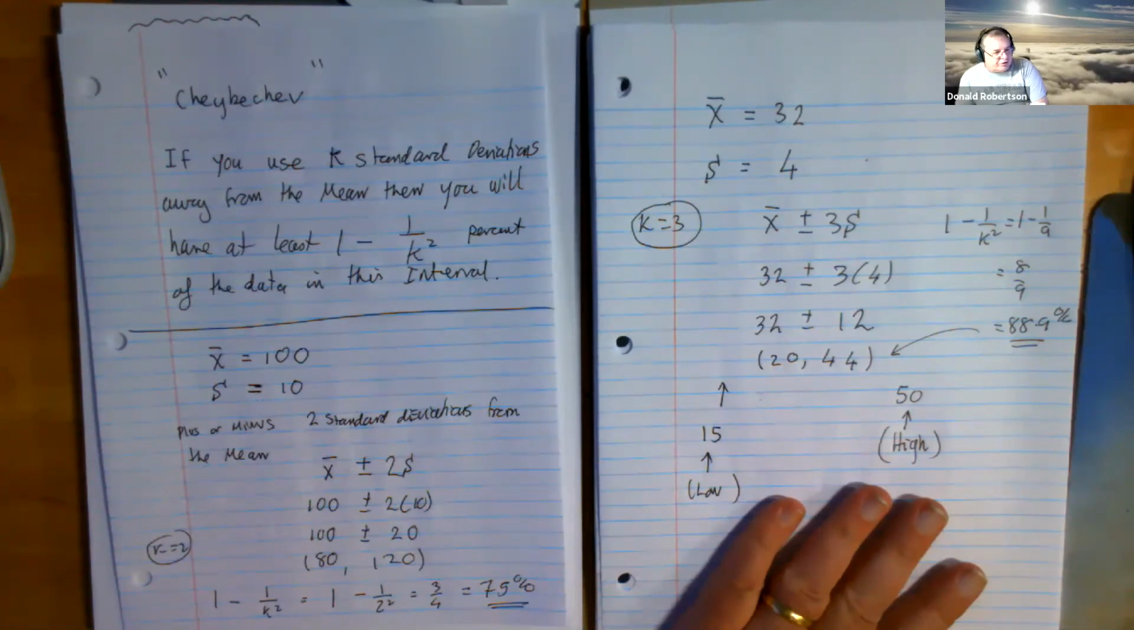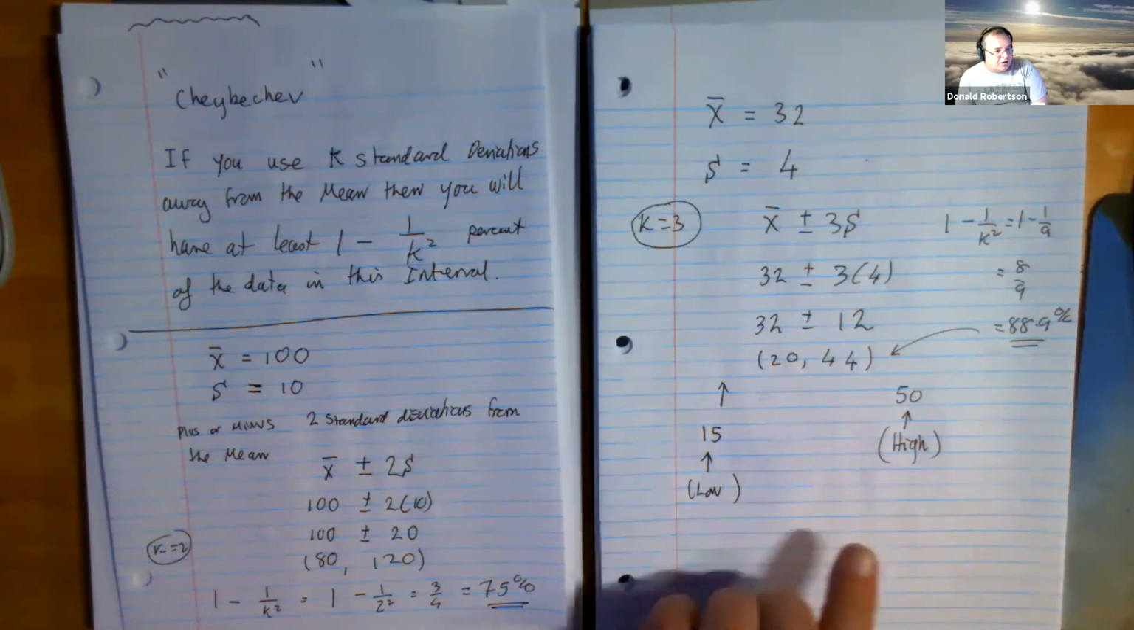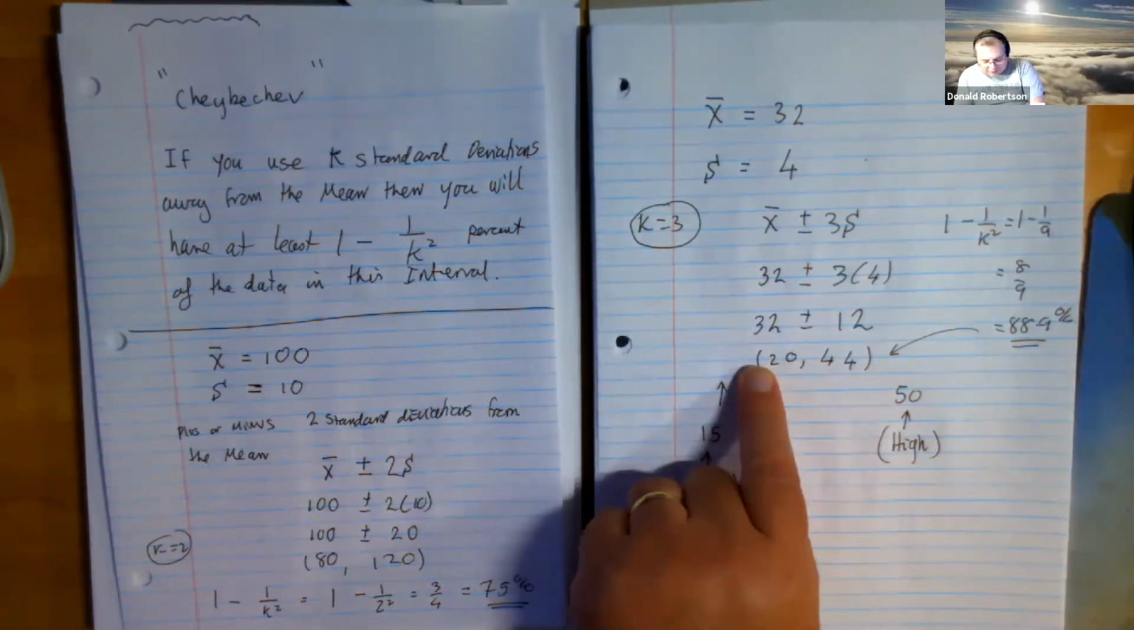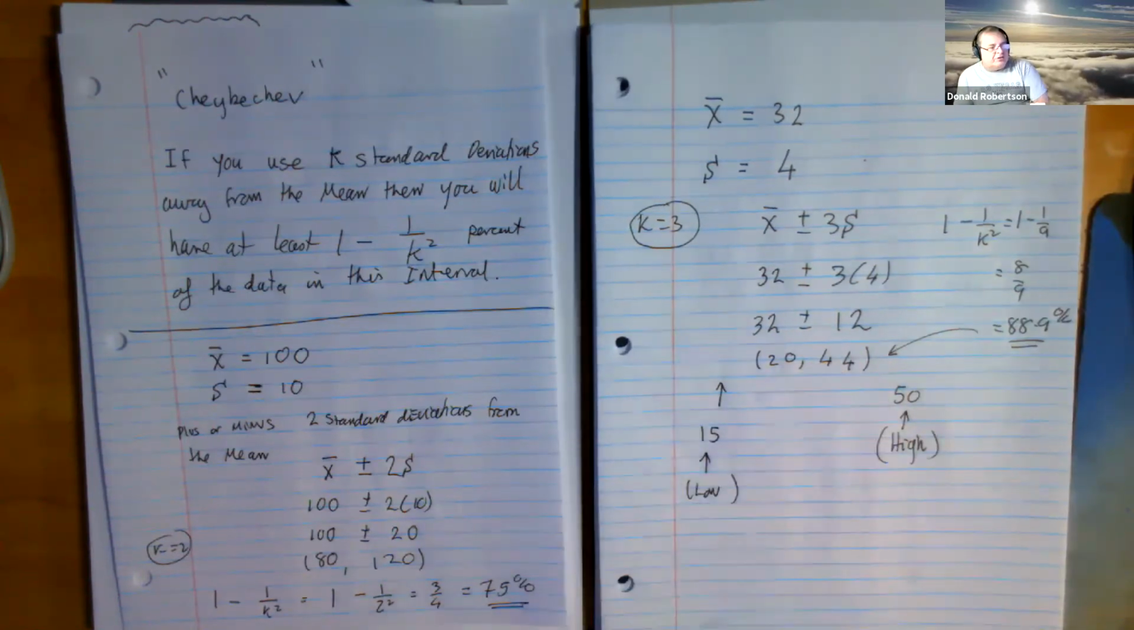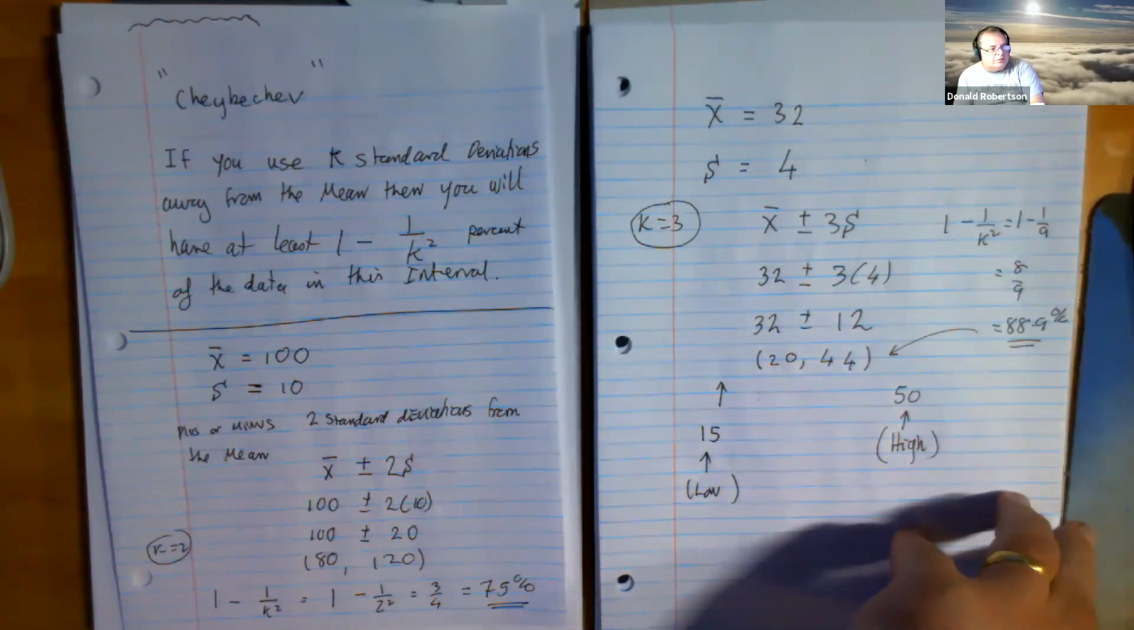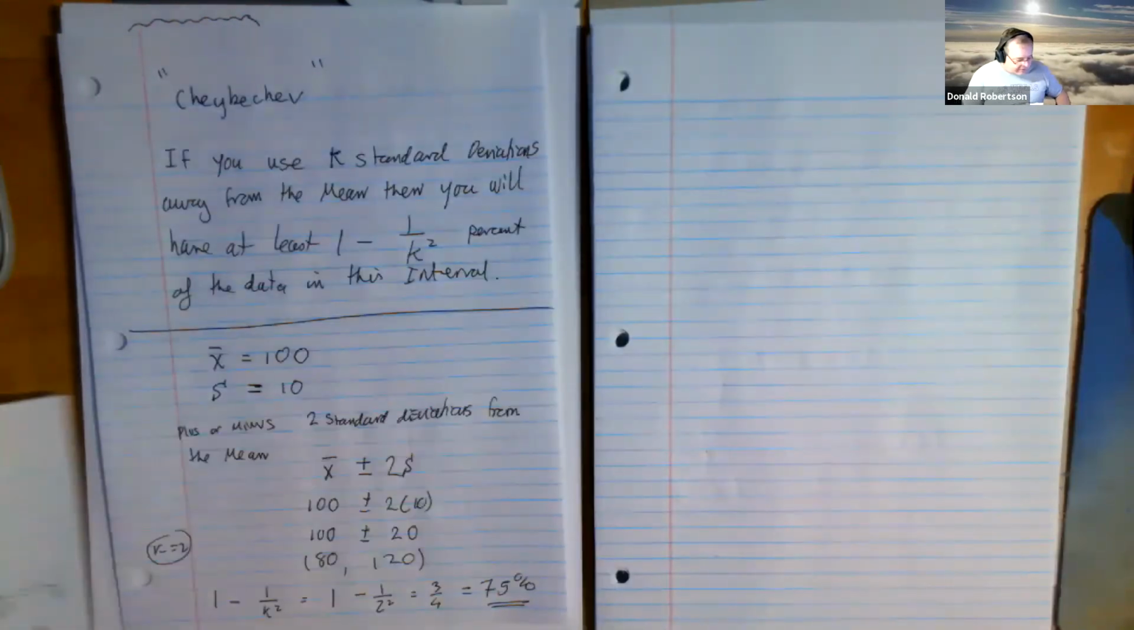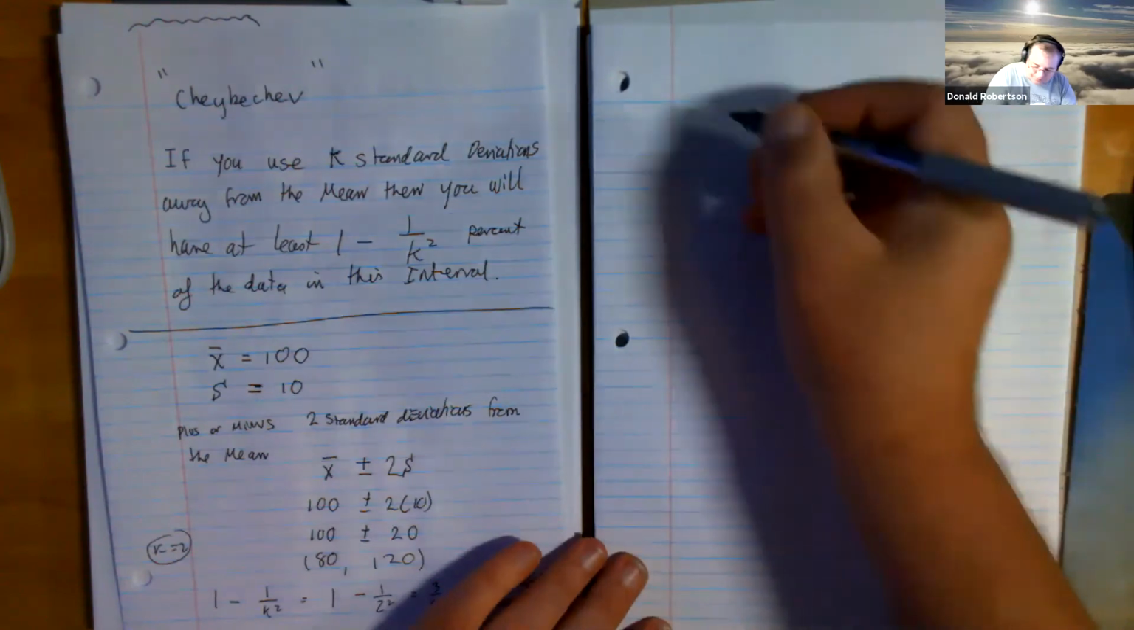Kind of cool, Chebyshev, for what it does. It allows you to tell, for an interval, what percentage of the data is going to be in that interval. Here's another guy, actually the last guy.